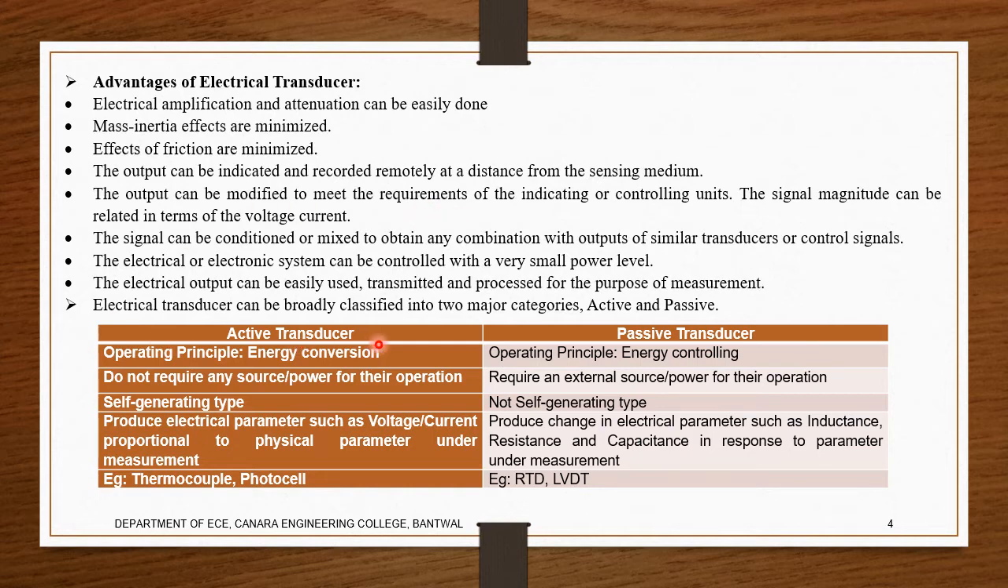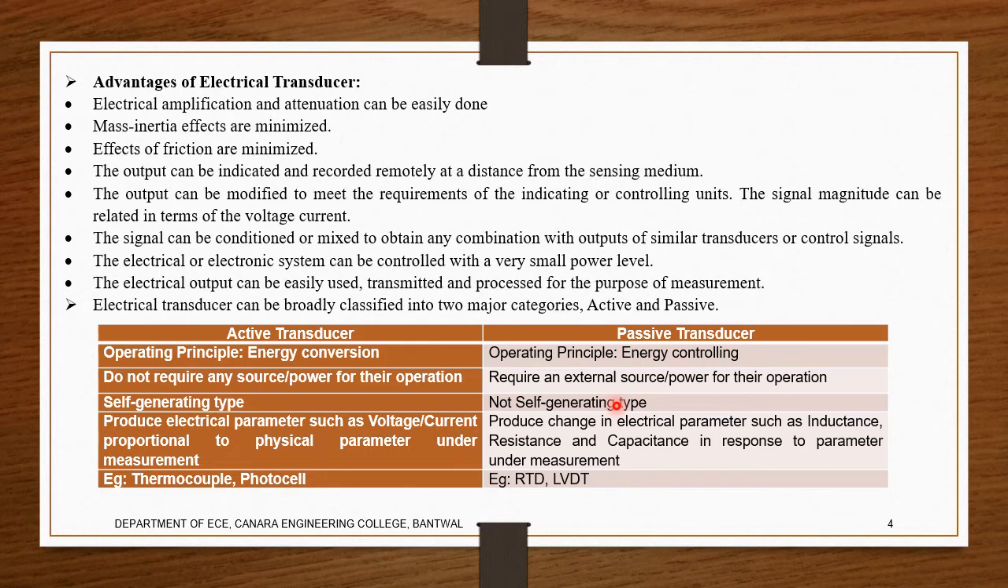In the active and passive transducers, I'll go through a comparison. Active transducers work on energy conversion: whatever energy is given is transferred from one form to another. The passive transducer is energy control; it acts as a controlling unit. Active transducers don't require any source of power because they have their own source. But passive transducers usually require an external source for their operation. Active transducers are self-generating types. Passive transducers are non-self-generating; they require an external source. From the second point we can relate it.